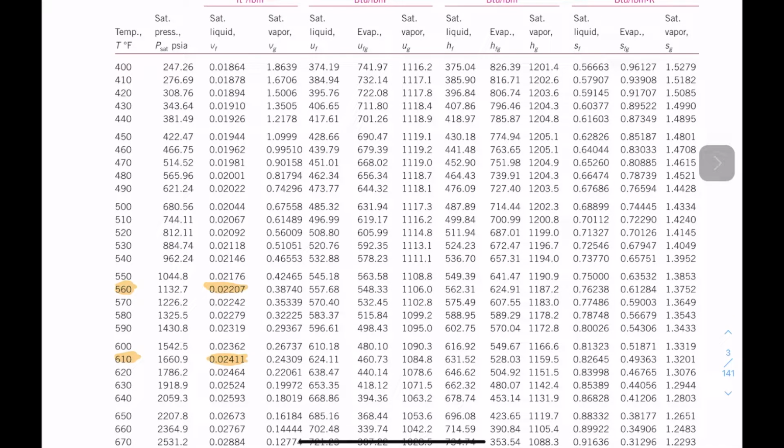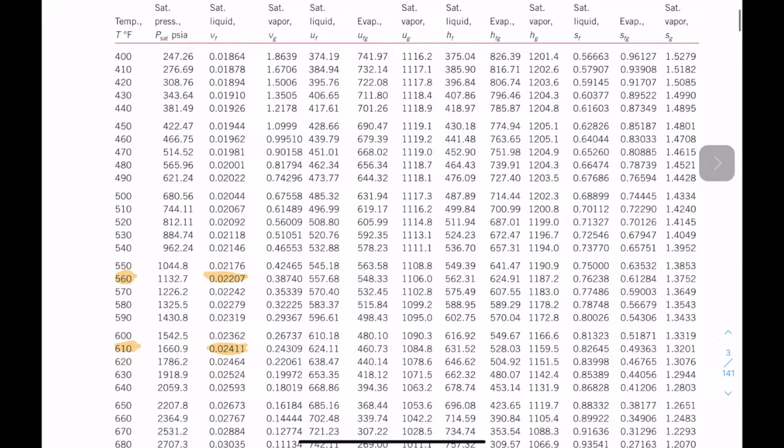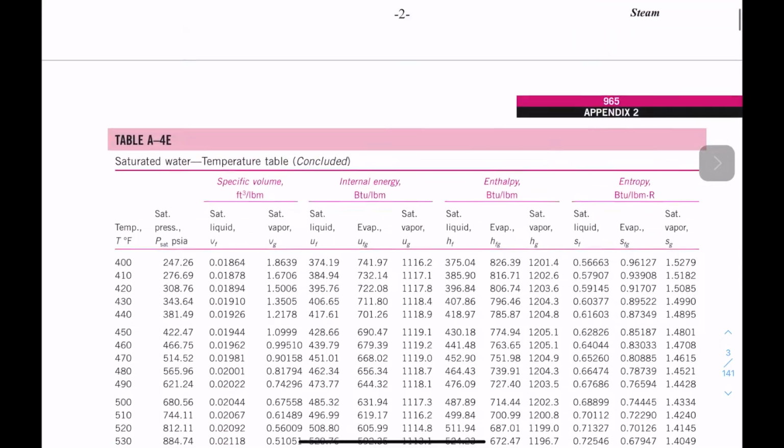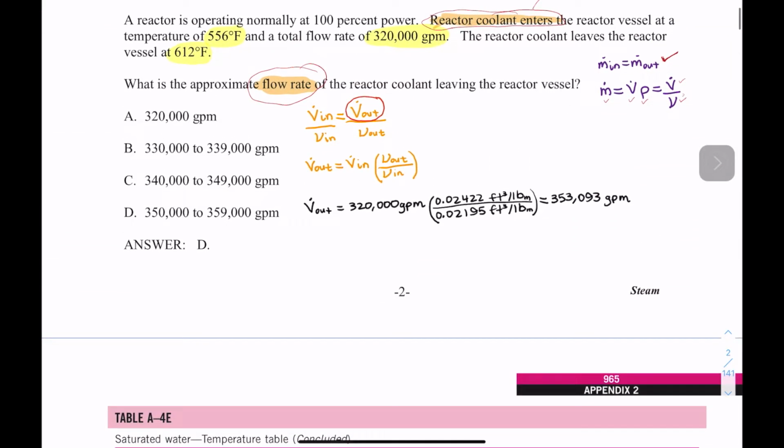Once I get my information, since here I don't have it exactly, if I go to my steam table, the one that I'm giving for GFEs, I'm going to be giving a steam table specifically for this, I will get the exact numbers. In this case, I will have to do an interpolation. So, this is the information that I will get.